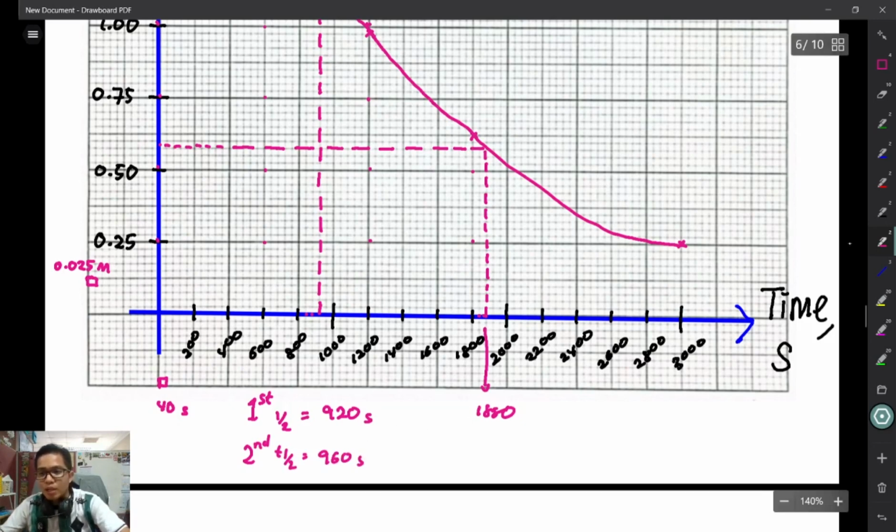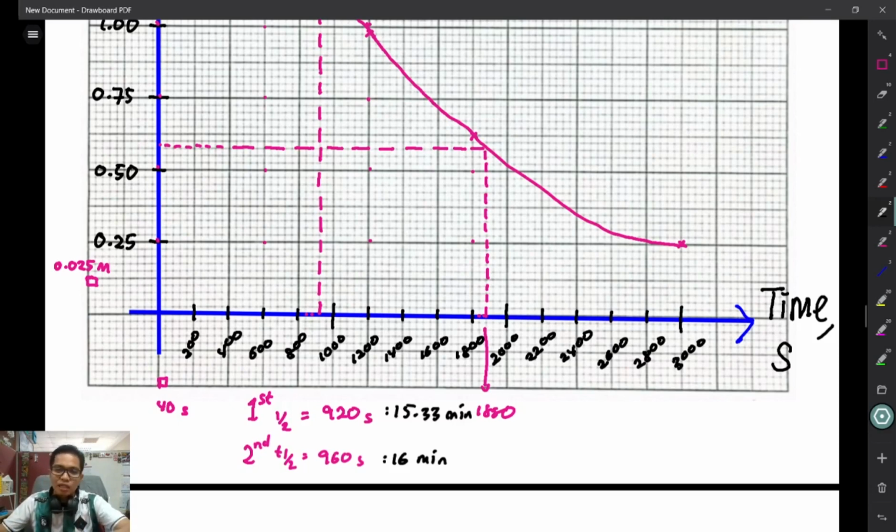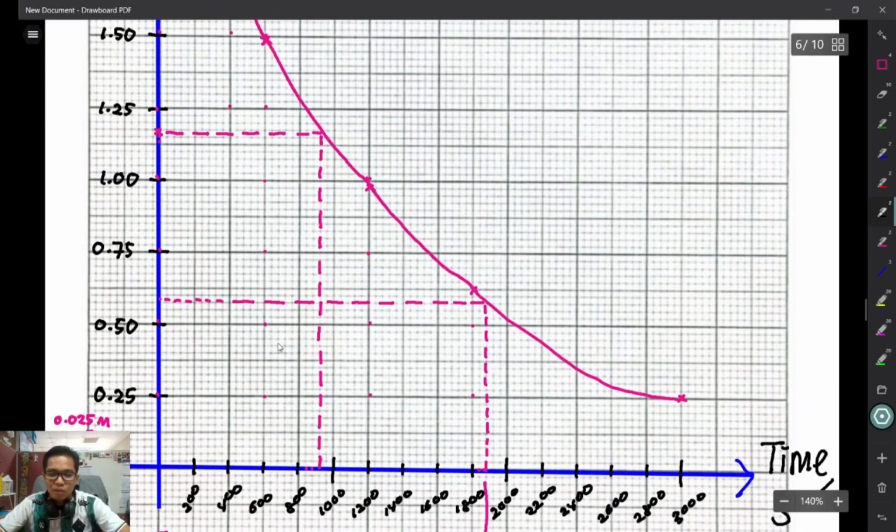Okay, so kalau saya tukar kepada minit, nampak macam jauh beza kan? 920 bahagi 60 equal to 15.33 minit. 960 bahagi dengan 60, saya dapat 16 minit. Okay, so beza cuma 30 saat. 30 saat ni pejam mata pun lebih 30 saat. So just about 30 second different itu sebab saya punya graf tangan tak betul.